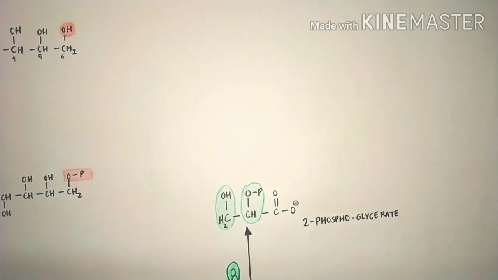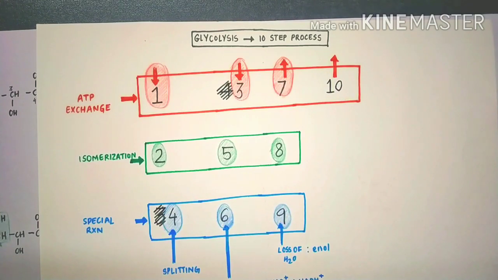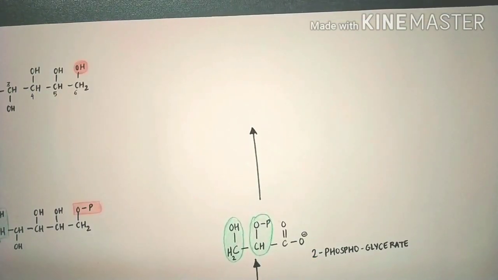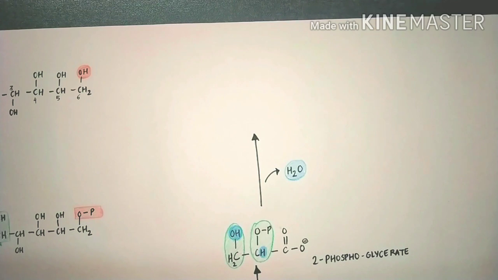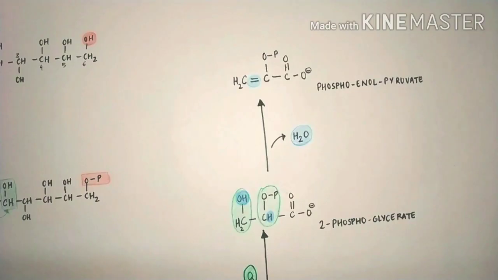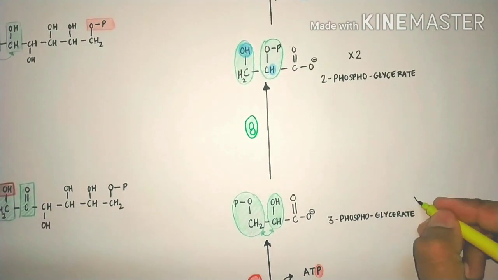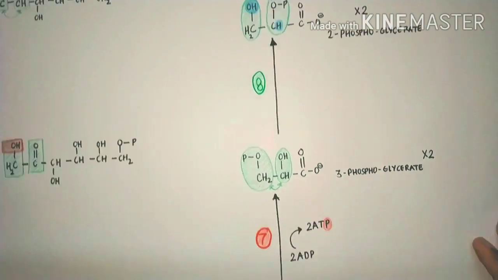Now, step 9. Loss of water, which leads to the formation of enol. H and OH is removed in the form of water as indicated, and a double bond is formed. If you identify the core structure, it is enol pyruvate as we did in part 2. So the compound is called phosphoenol pyruvate. Remember, everything is multiplied by a factor of 2. That is 2 molecules of water is removed and 2 ATP were generated.